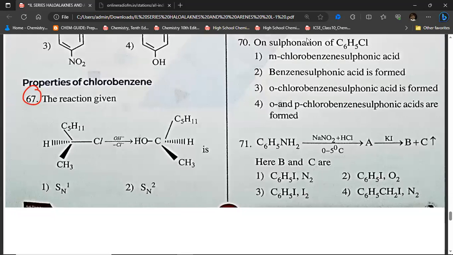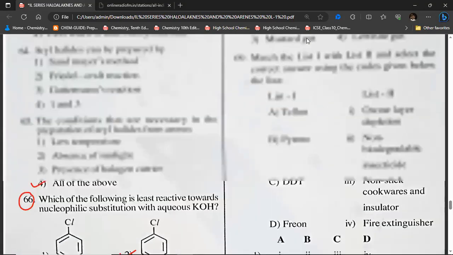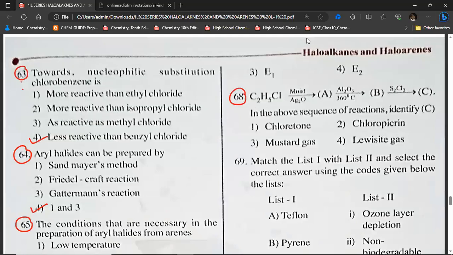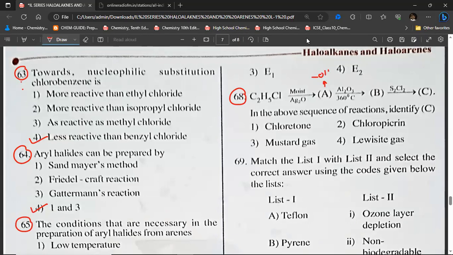Seeing this equation, you can understand there's an inversion of configuration that took place. Inversion of configuration usually takes place in an SN2 reaction only. So for 67, the second option is the right option. 68, C2H5Cl is converted into A. So moist Ag2O means ethyl alcohol. It is alcohol, nothing but ethyl alcohol.